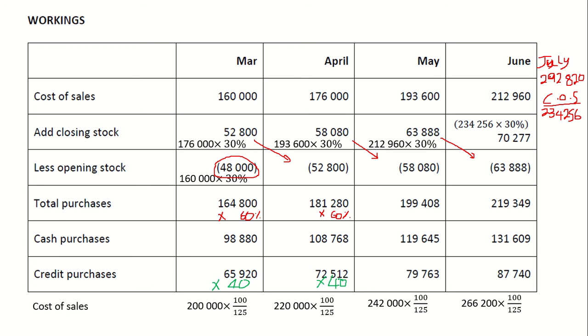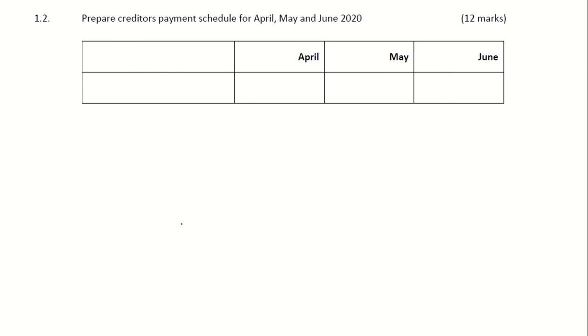However, with my credit purchases, when I buy my credit purchases, I'm going to pay the following month. So my purchases for March will be paid in April. But when I pay them in April, I will only pay 95% of that because I will be given a discount of 5%. Hence, when I calculate my payments, I'm going to take my March credit purchases and multiply them by 95%.